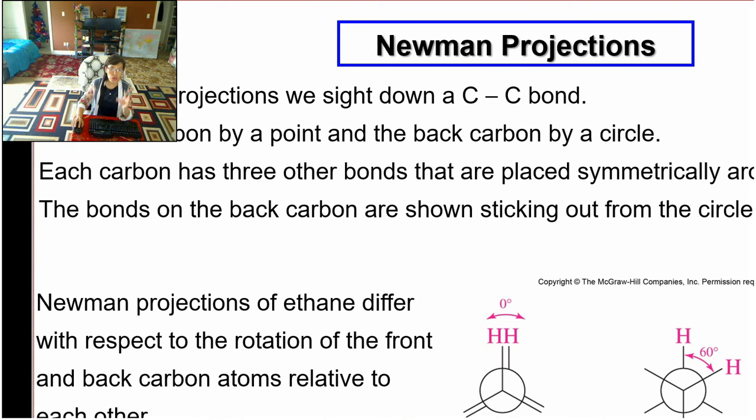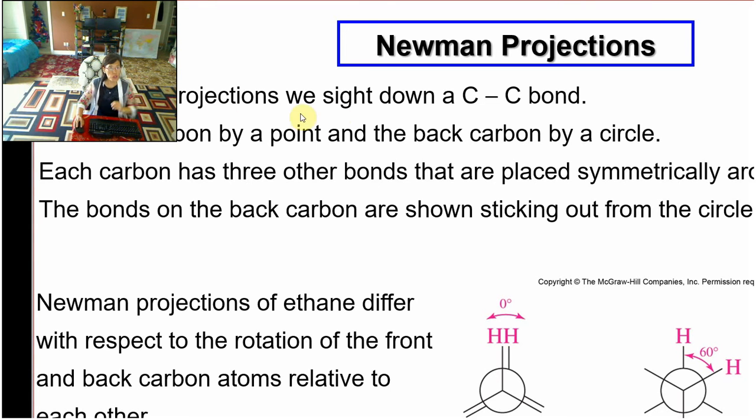How are we going to complete a Newman projection? From the Newman projections, we can see how many different conformations we can draw, and which of them are more stable. That's what we are going to learn. In order to complete a Newman projection, we are going to follow four different steps.